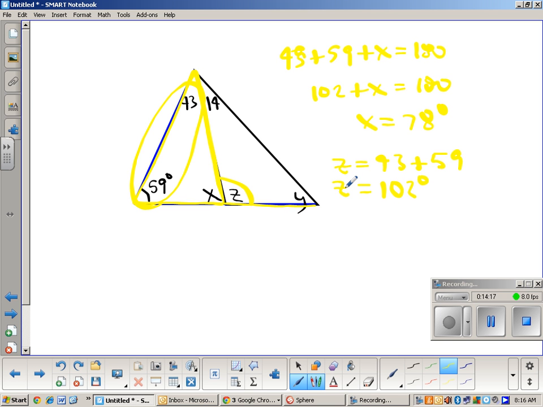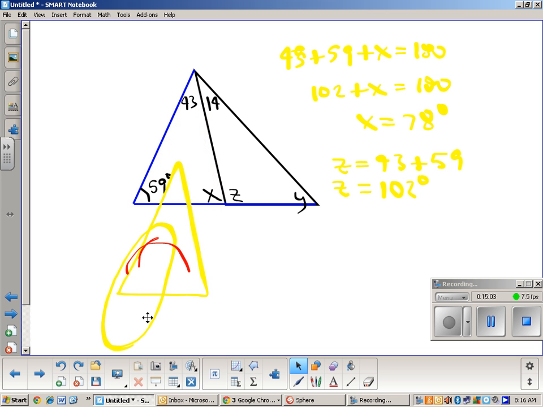Or you could have said that these two angles add up to 180. Okay? And so you could have solved that way also. 180. See, we found this to be 78 right here. So then 180 minus 78 is 102. Okay? All right. So that is those two.